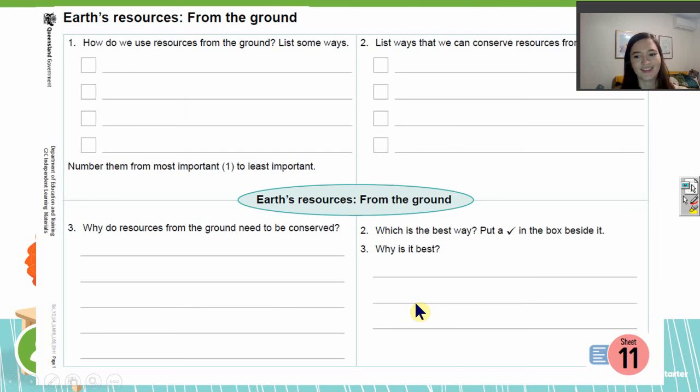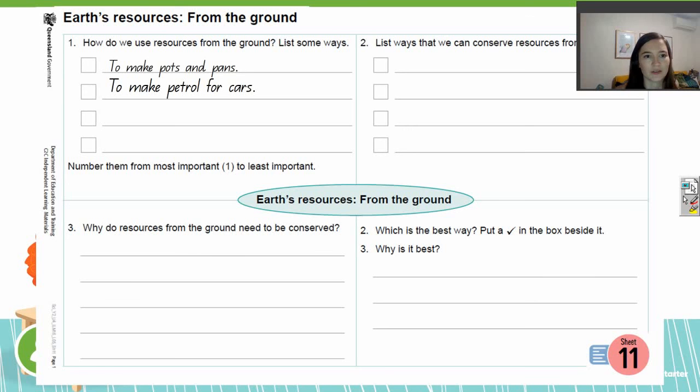Okay. Alright, we've got a little bit of writing, so you'd be really good at doing this sheet by now because we've done quite a few of them. So this one is about resources from the ground. So we've got to think of how we use resources from the ground. So there's lots of things that we've gone over in this lesson. So one thing might be to make pots and pans. So you could write that in. What else? To make petrol for cars. That's another one. And so I'd like you to think of two other things that we've talked about today. And then once you've done that, we're going to number them from the most important to the least important.